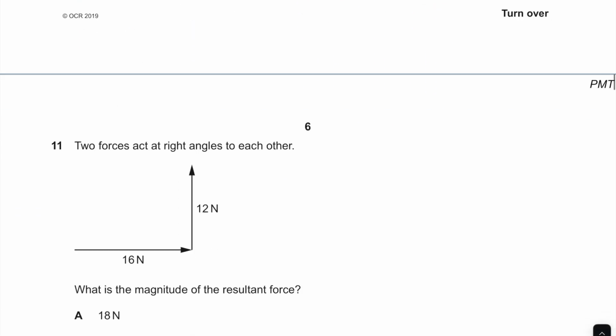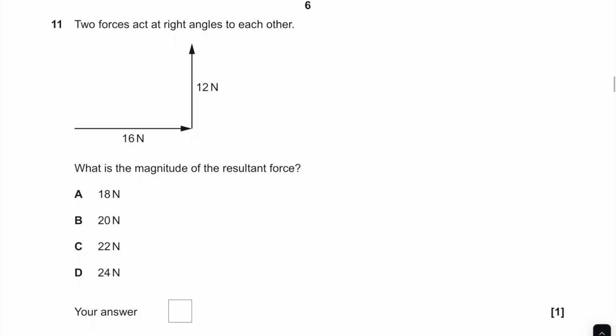All right, question number 11. We've been given two forces acting at right angles to each other. What is the magnitude of the resultant? So that's just Pythagoras, 16 squared and 12 squared, and that will give me 20, or B.